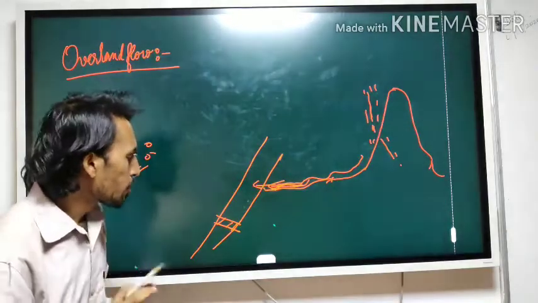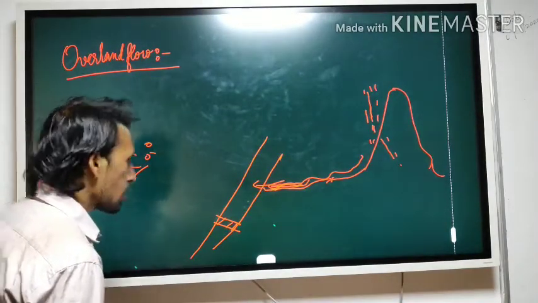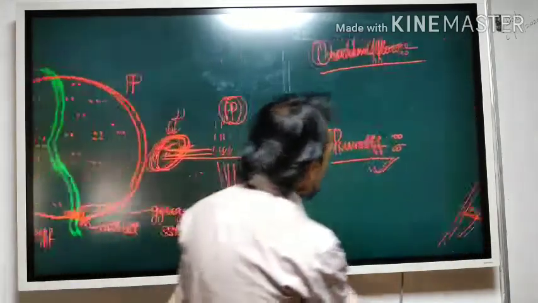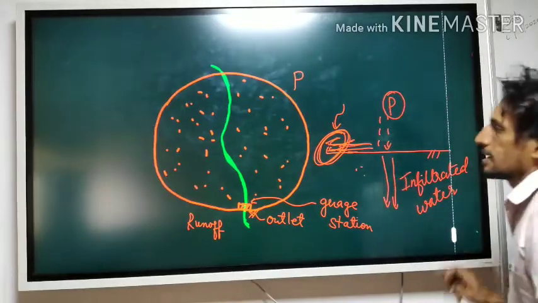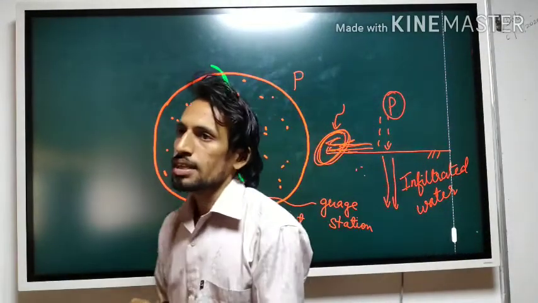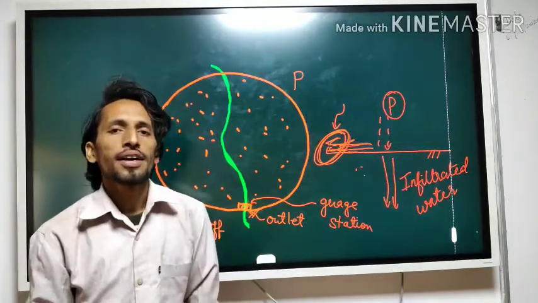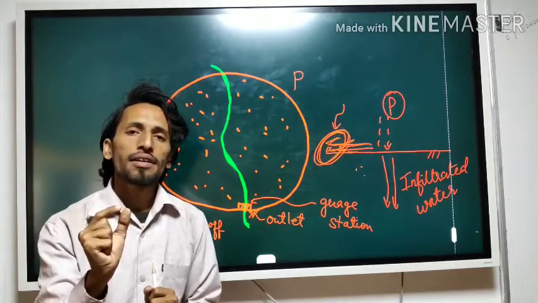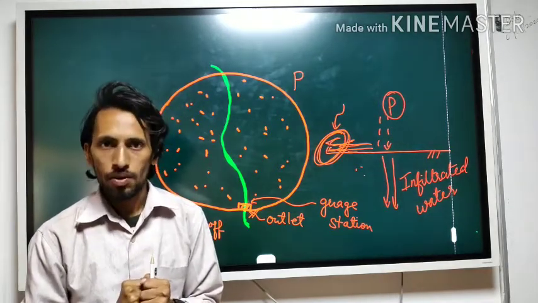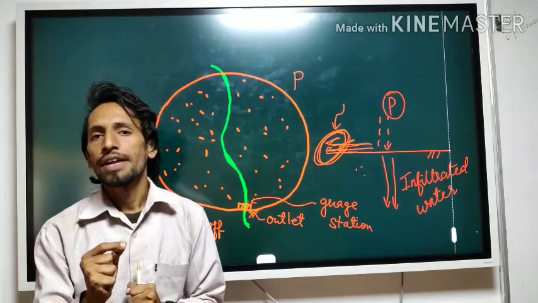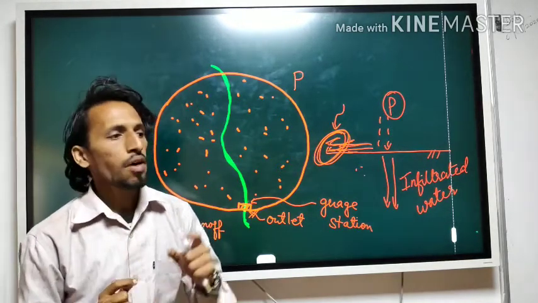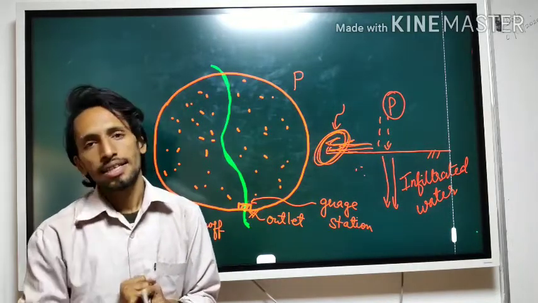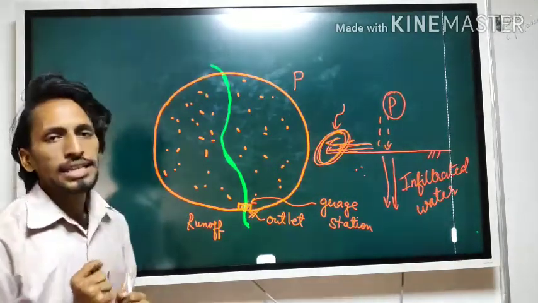Now, assuming that you now understand what is runoff, how will you quantify it? How will you find a mathematical value for runoff? कैसे आप mathematical value बता सकते हैं कि कितना वॉल्यूम है या कितना वाटर है, इसको क्वांटिफाई कैसे कर सकते हैं? So it is very simple.